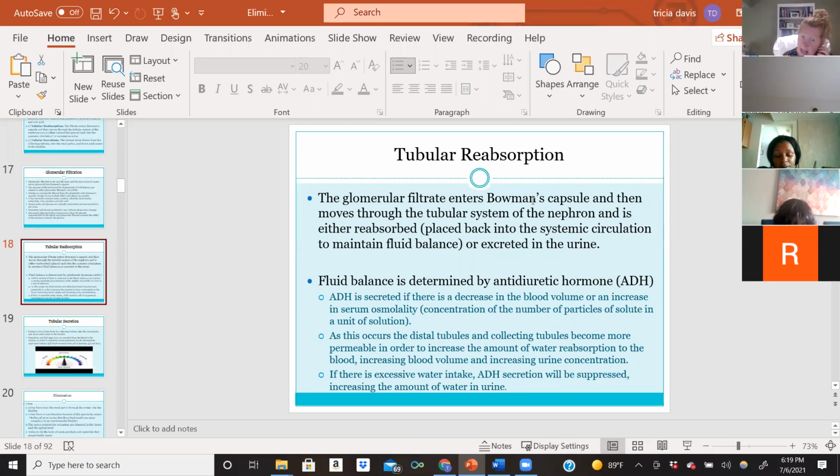As this happens, the distal tubules and the collecting tubules become more permeable in order to increase the amount of water that they can take in and that they can reabsorb back into the blood. As that happens, it's going to increase our blood volume. And if we increase our blood volume, it's also going to increase our urine concentration. If there is excessive water intake, then we know that ADH secretion is going to be suppressed because we know we have too much water, so that system's not going to work, and it's going to increase the amount of water in the urine.